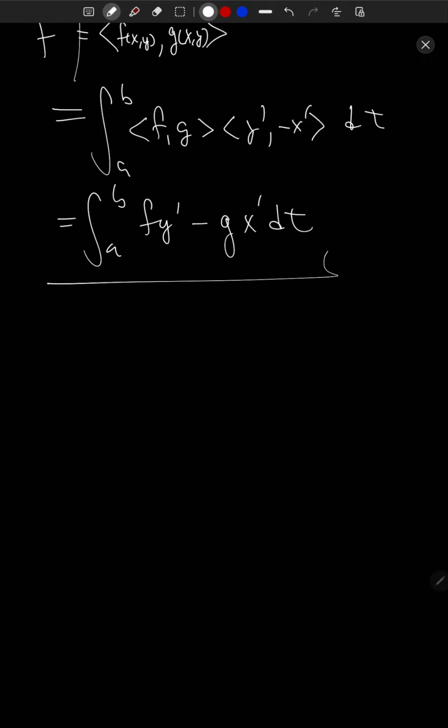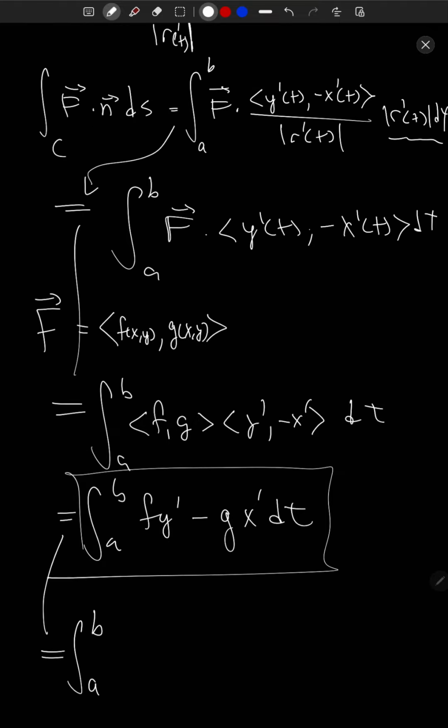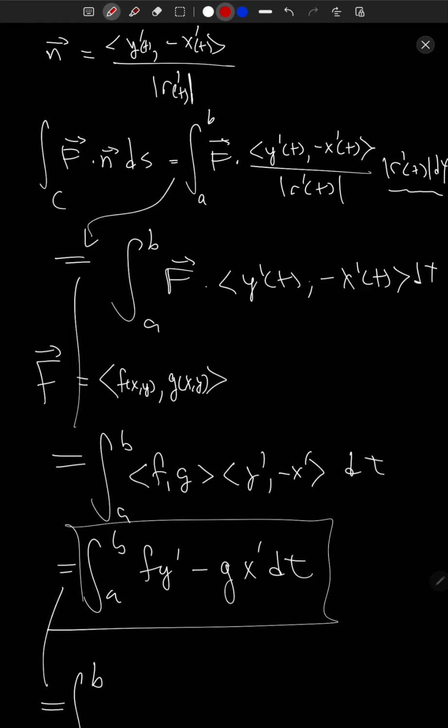And so this is the calculation you could always do in order to calculate this quantity, but personally, I would always just start all the way up here so I don't have to memorize. For example, if you want to use this last formula, you'd have to memorize the minus sign: is it F y prime minus G x prime? Or is it G x prime minus F y prime? It's easy to forget. So I always start with the F dot n ds from, in a way, more basic principles. So I have to memorize less.